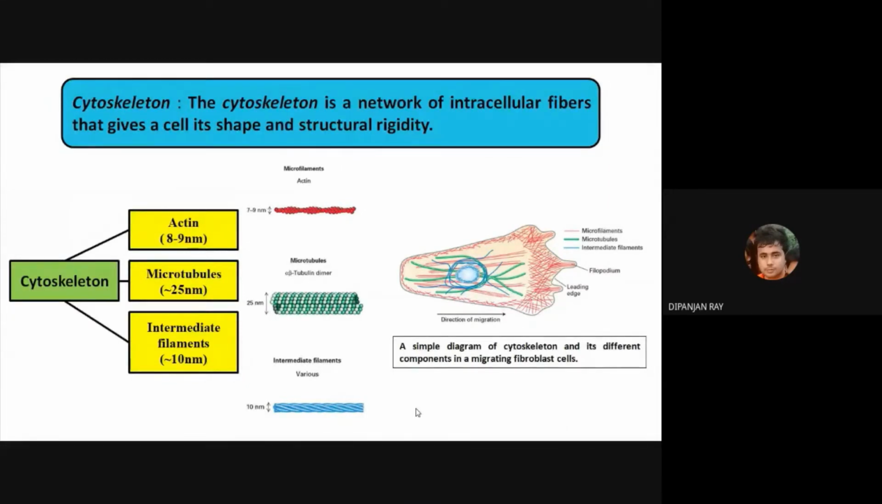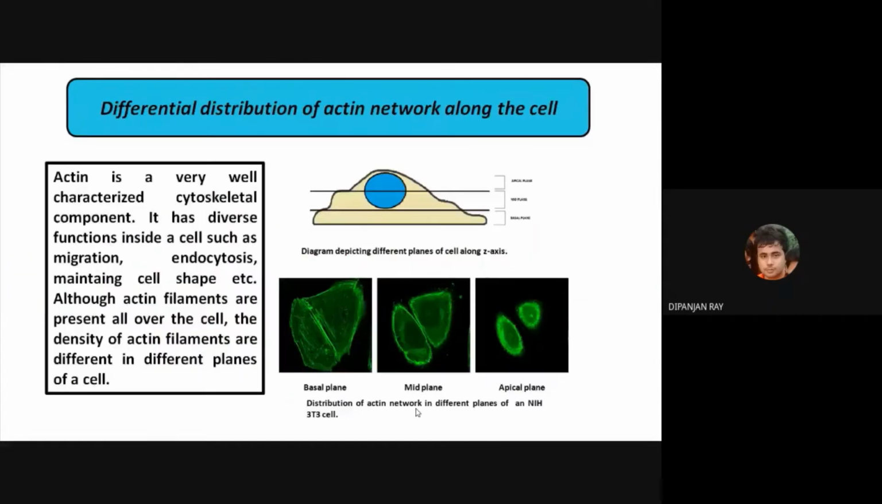So let us begin by discussing the cytoskeleton. The cytoskeleton is a network of intracellular fibers that gives a cell its shape, and it is mainly comprised of three components: actin, or more commonly known as microfilaments, microtubules, and intermediate filaments. Among these three types of filaments, I have mainly worked with actin and vimentin. Vimentin is a kind of intermediate filament. So let's first discuss actin.